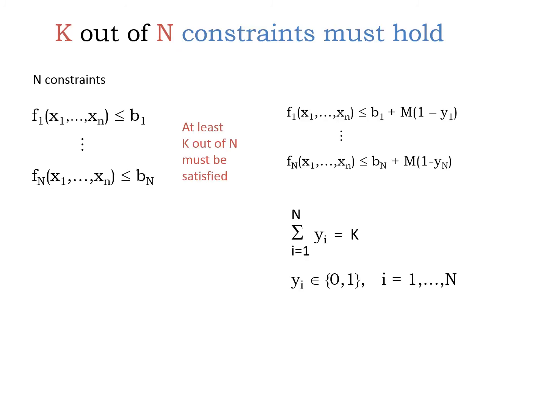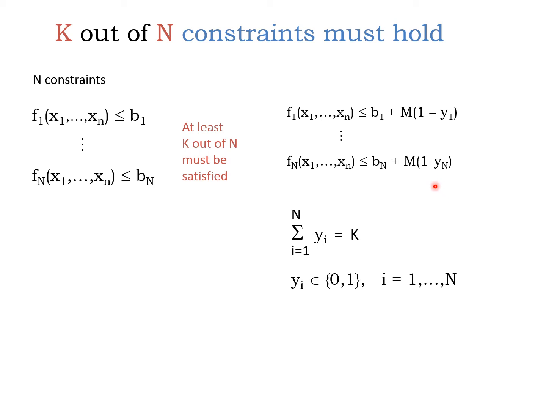Okay, k out of n constraints is another type of logical constraint. In the previous slide, we saw either-or, so either this constraint or that constraint. Here it is a subset. It's kind of like a subset either-or. So I want a subset of these constraints to be in effect.